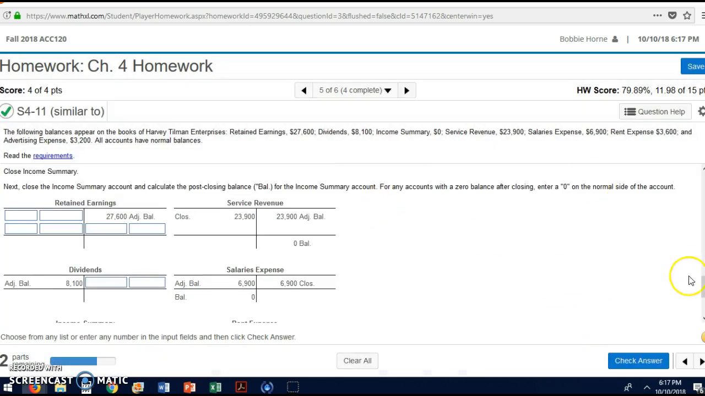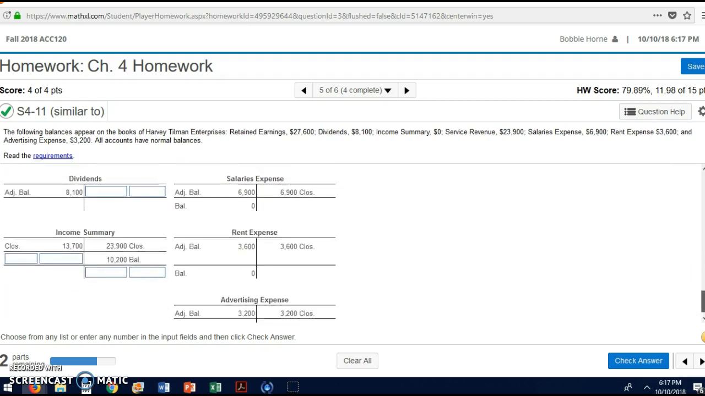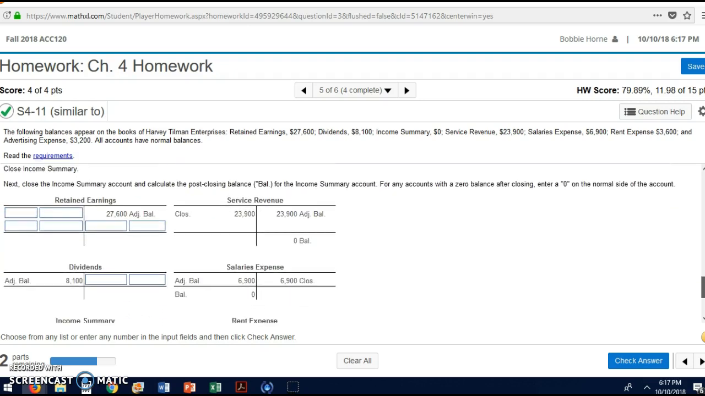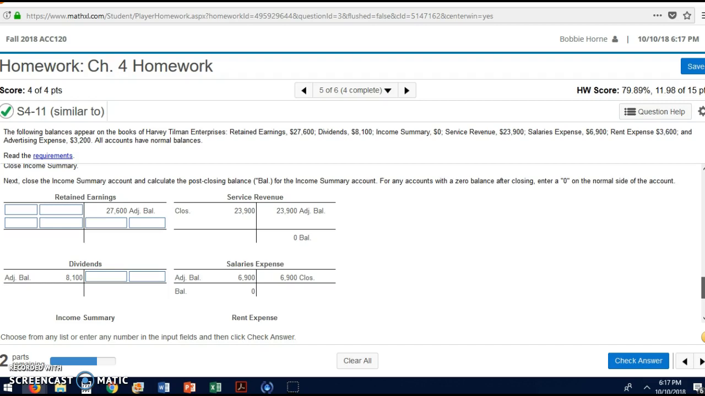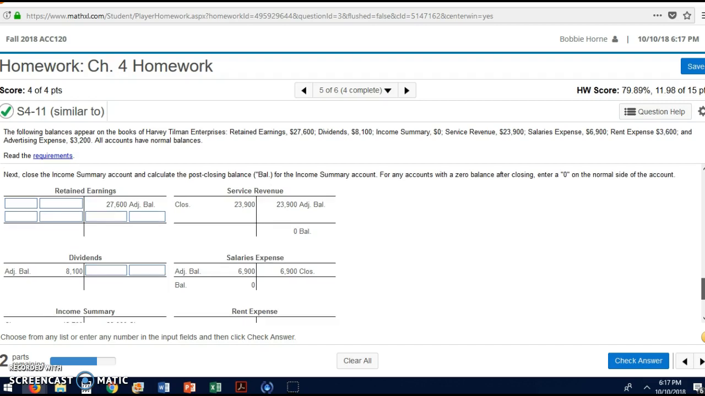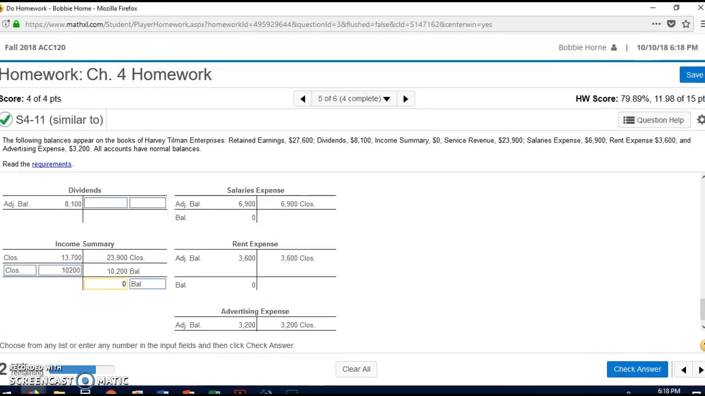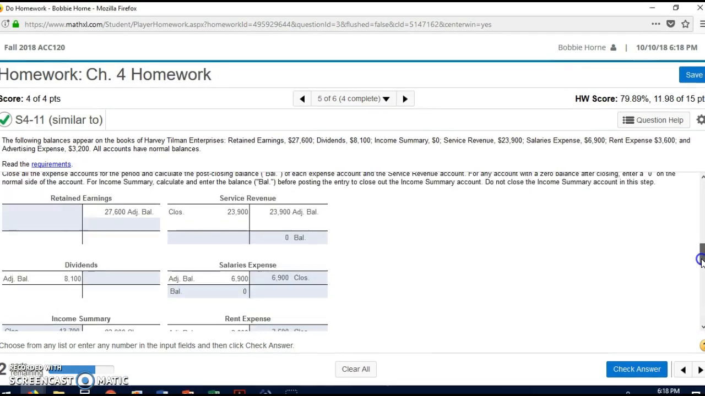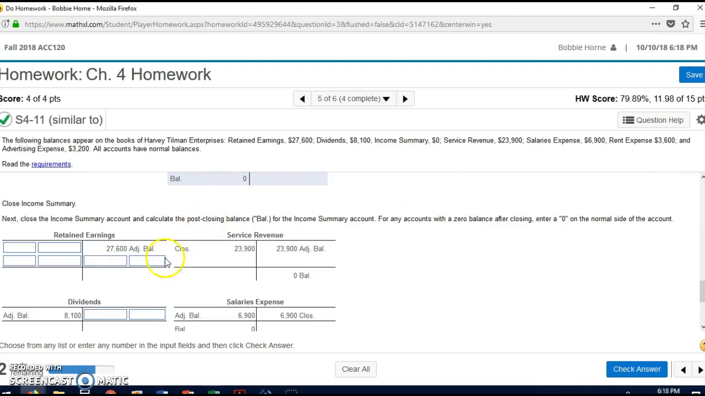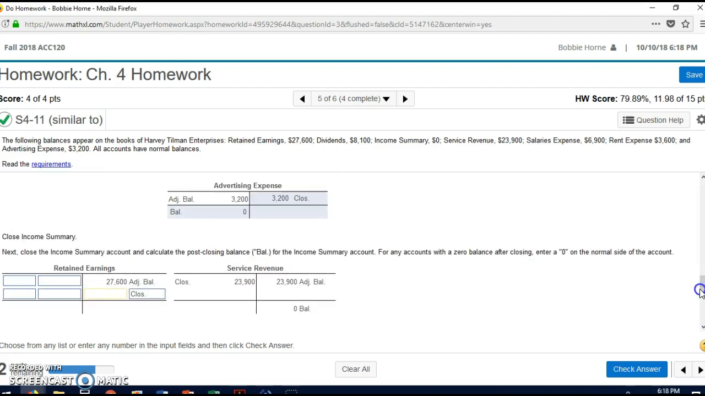Okay, now it says next close the income summary account and calculate the post-closing balance for the income summary account. So we want to close the income summary account, so we're going to debit it, and we're closing it to retained earnings, so we want to credit retained earnings for, I've already forgotten how much, 10,200.